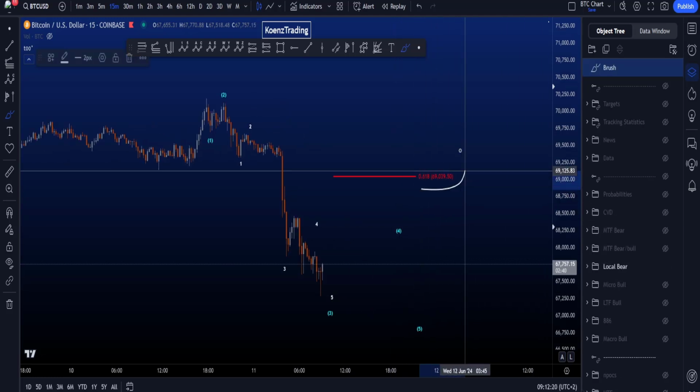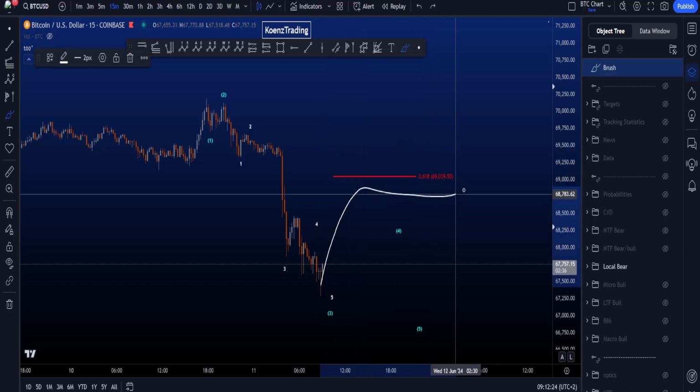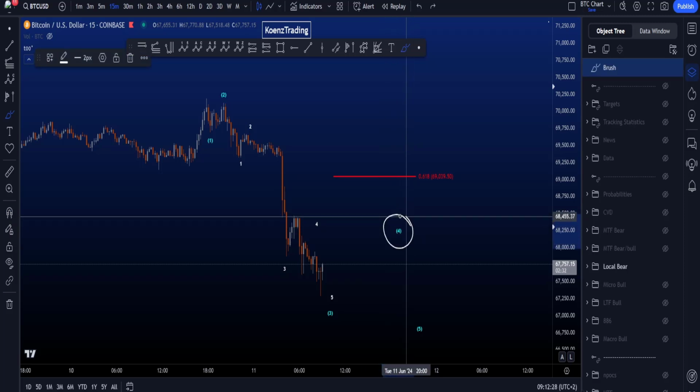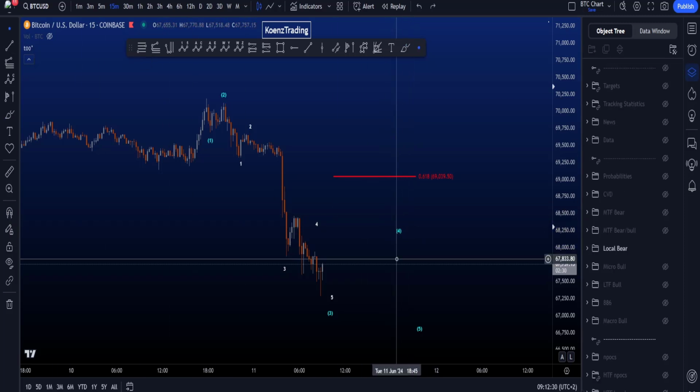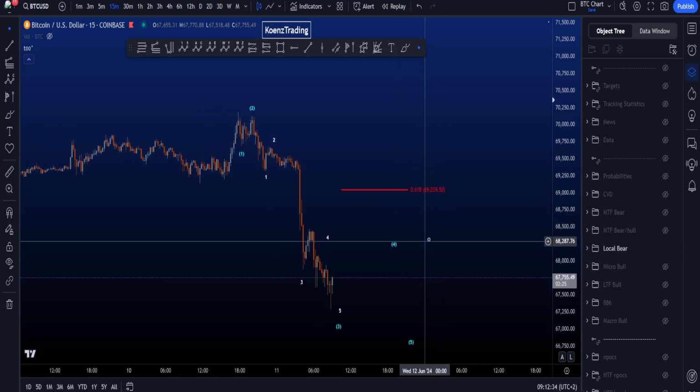Now the 0.618 is on the chart. If price can move towards the upside and touch the 0.618, it invalidates this wave 4. So that would give at least some probabilities to the bull. So 69k therefore is an important level.